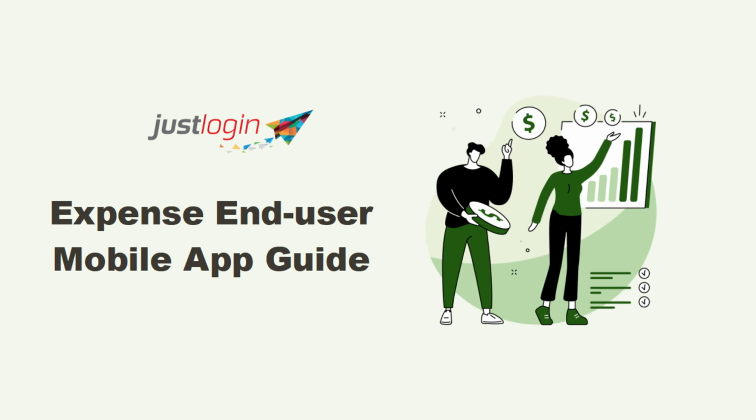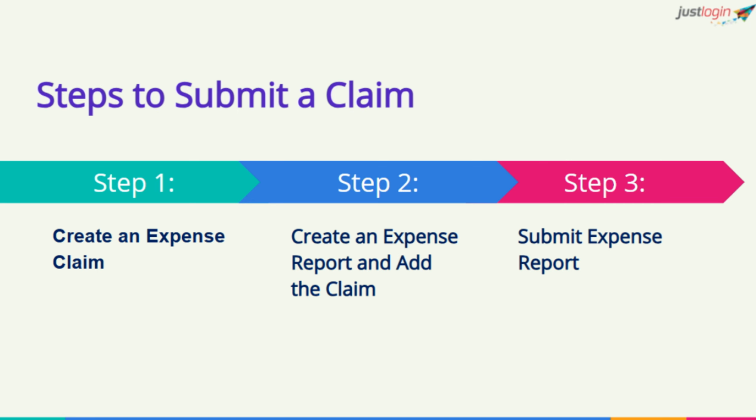In this video, I'll show you how to submit your expense reimbursement requests using the JustLogin Mobile App. Before we proceed with the demo, let me first share the steps you need to follow when submitting an expense claim. Step 1 is to create the expense claim. Here, you'll need to provide details such as the expense category, the amount, the transaction date, a description, and any supporting documents you want to upload for review.